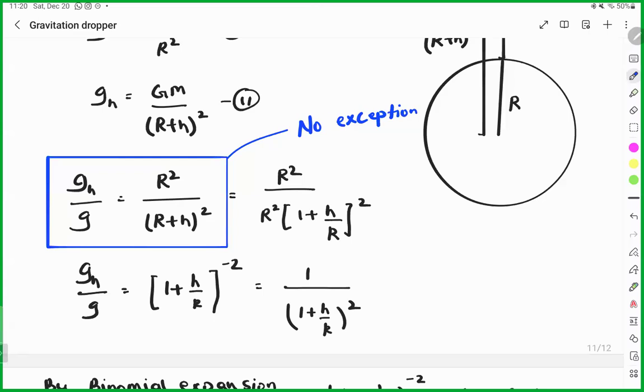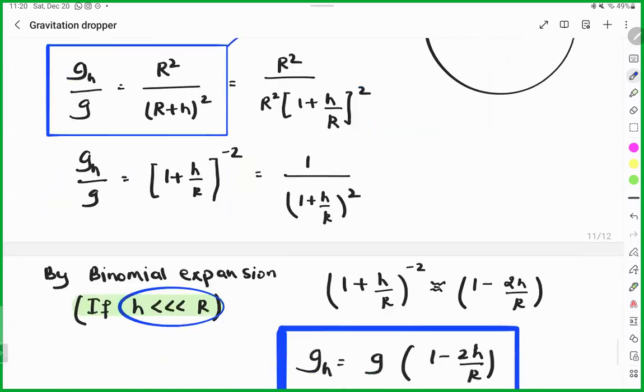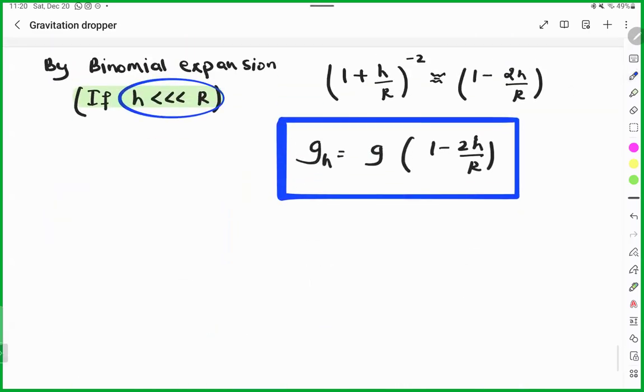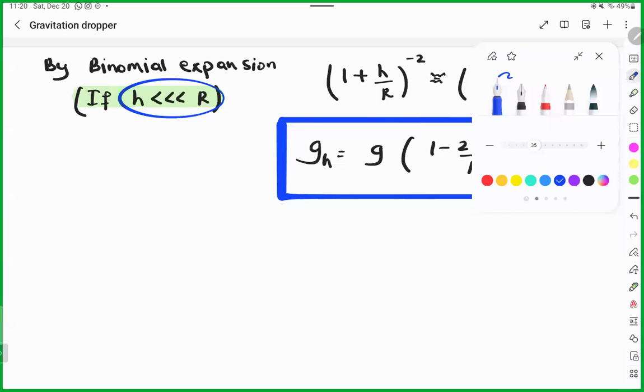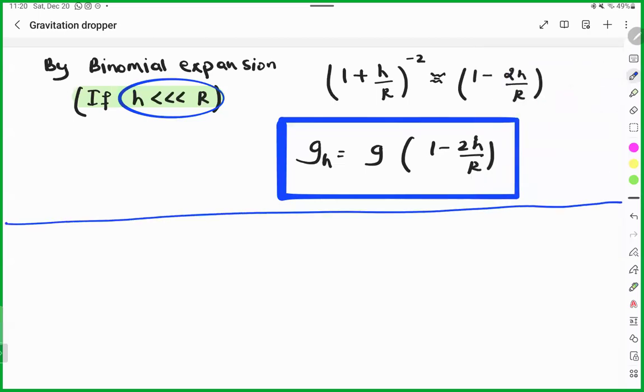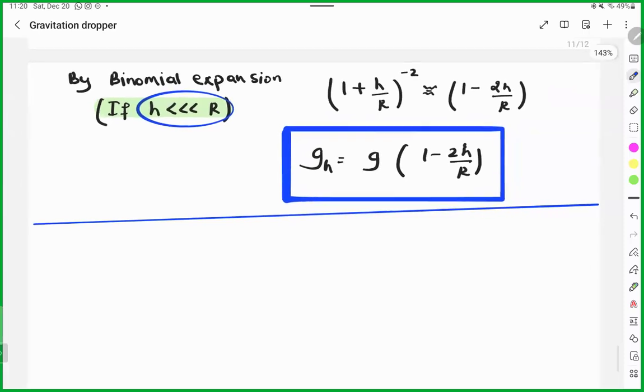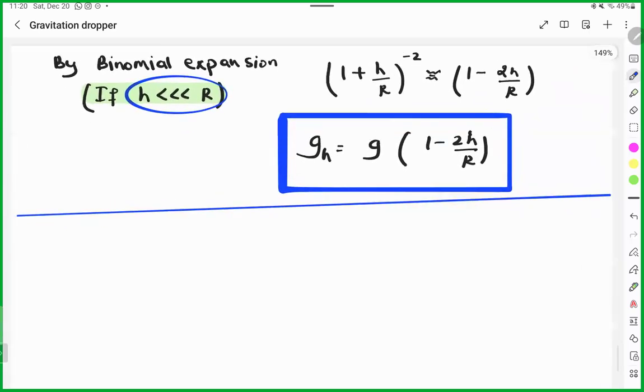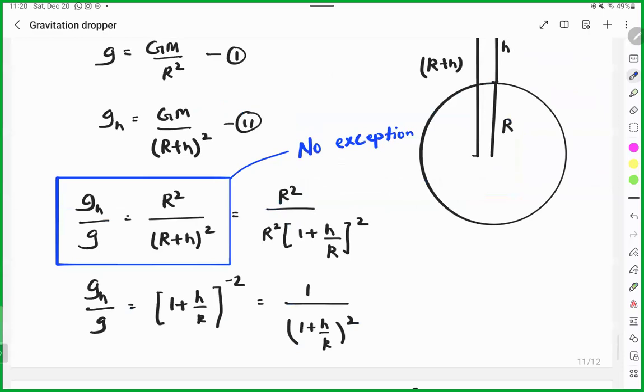Example, Earth radius is 6,400 kilometers, and you are measuring gravity at 100 kilometers. You can neglect. But if you are measuring at 3,200 kilometers, you can't neglect this. Understood? So always apply this formula with caution. Be cautious about where you are applying it. Always see what the situation is.